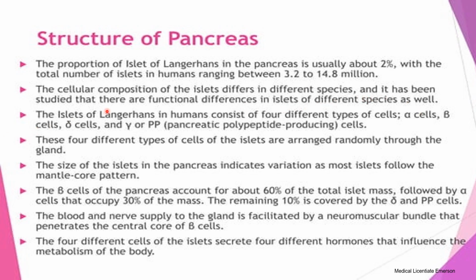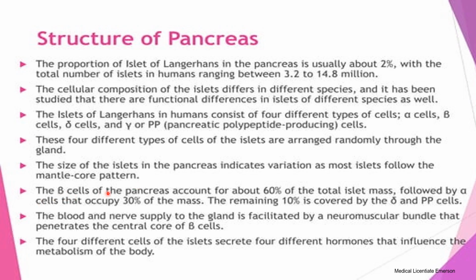For instance, the islet of Langerhans in humans consists of 4 different types of cells. You have what we call the alpha cells, the beta cells, the delta cells, and the gamma cells, or the pancreatic polypeptide producing cells. So these 4 different types of cells of the islets are arranged randomly through the gland. Then the size of the islets in the pancreas indicates variation, as most islets follow the mantle core pattern.